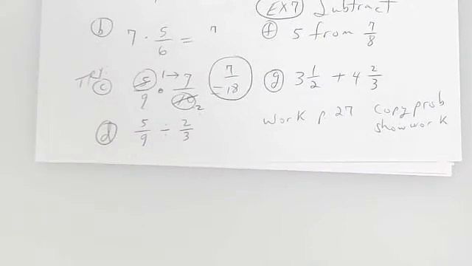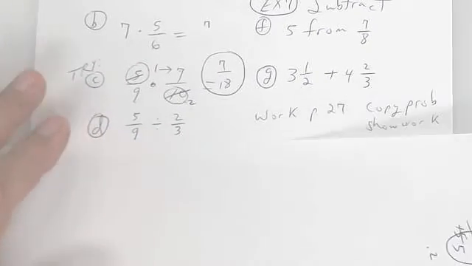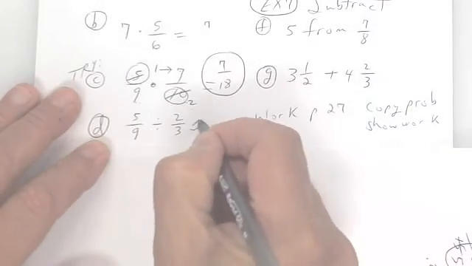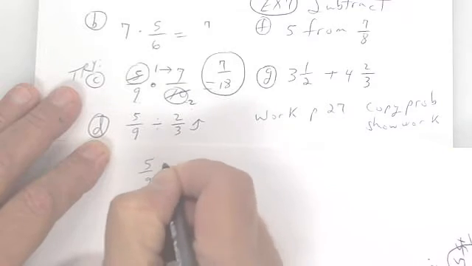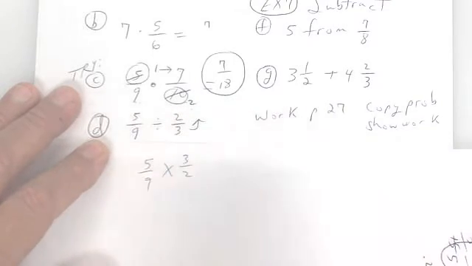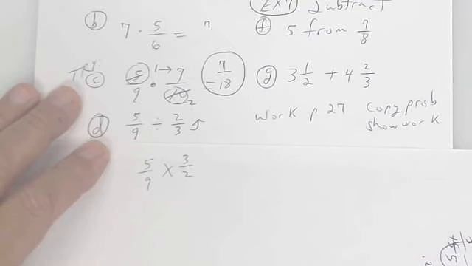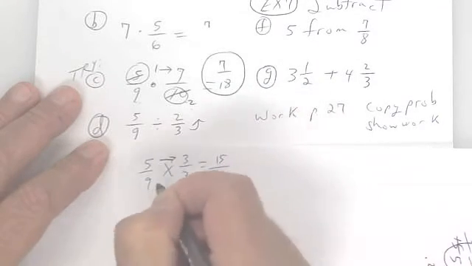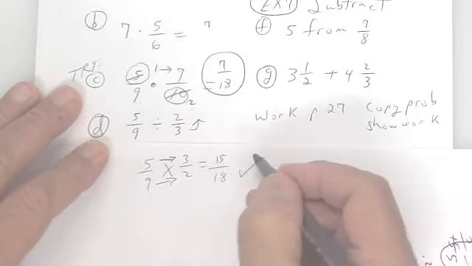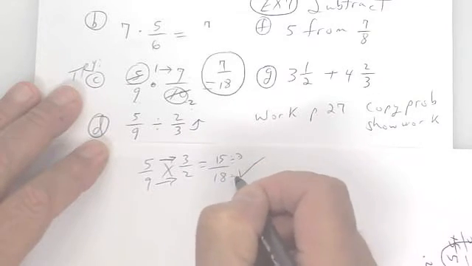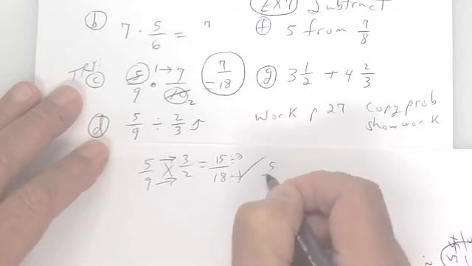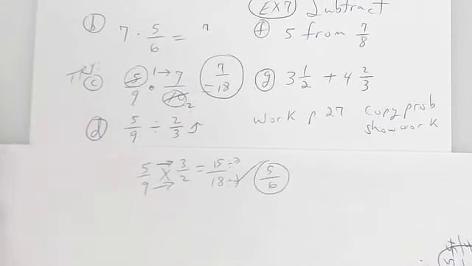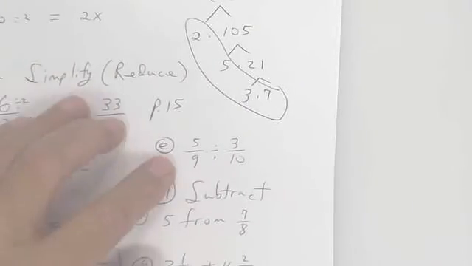Try the next one. The next one's division, okay? You cannot reduce when it's division, but you can flip it. So you can say 5 over 9 times 3 over 2. Flip, change, keep is the way I think some teachers teach this. So that gives me 15 over 18. And we're done. And actually, no. Divide by 3. So 3 goes into 15, 5 over 6. 18 divided by 3. Make sure you reduce. Let's try another one. Try E. E is division.